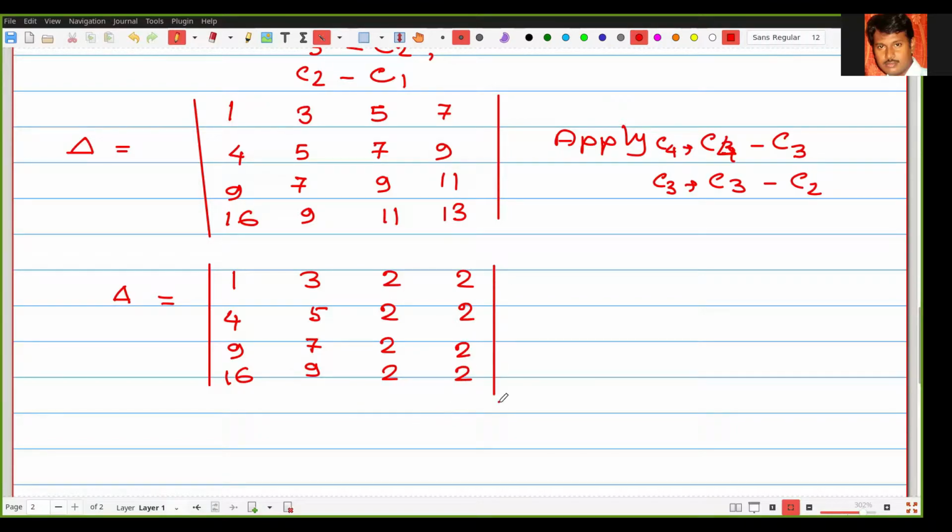So already column 3 and column 4 both are equal. So we can simply say the determinant value is equal to 0.